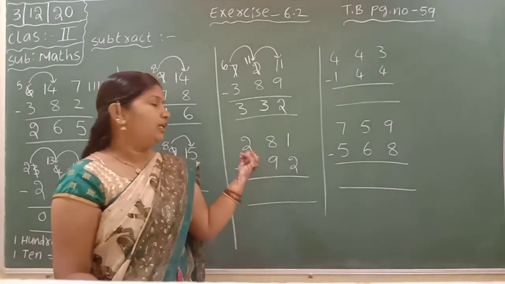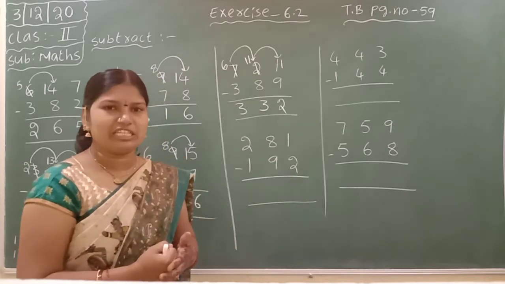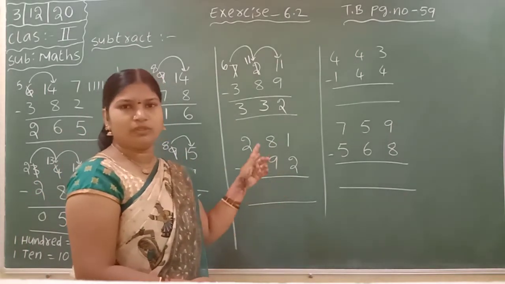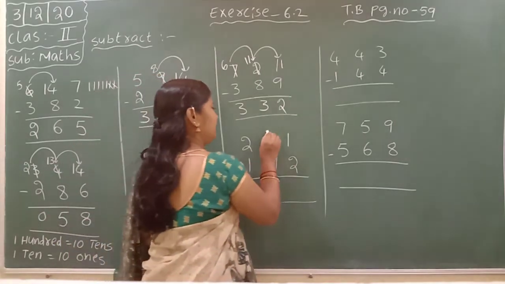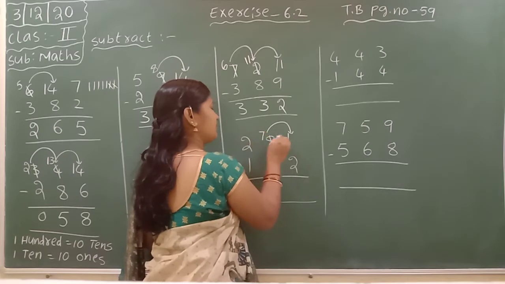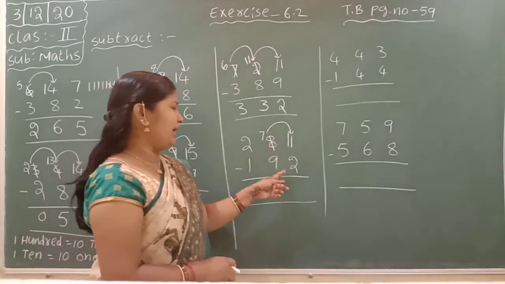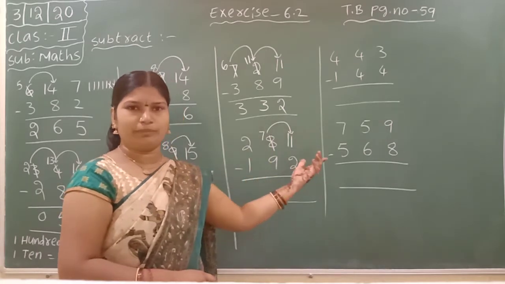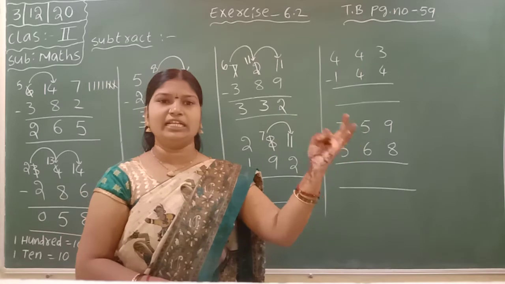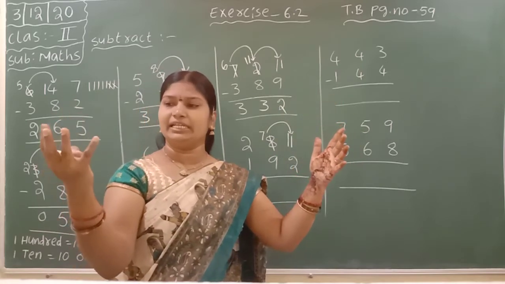Next question. 281 minus 192. First we subtract the ones place. 1 minus 2 not possible. Take regrouping, from here to here. 8 gives one, so this becomes 7. This becomes 11. 11 minus 2. 2 after, count up to 11. 2 after 3, 4, 5, 6, 7, 8, 9, 10, 11.